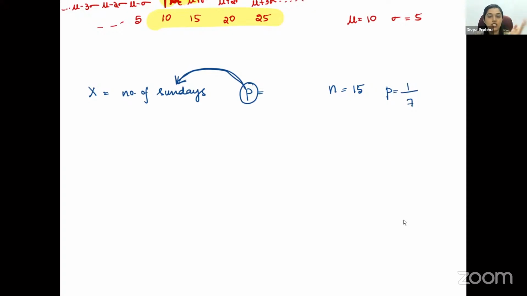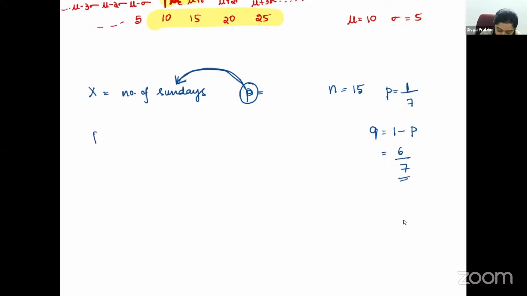First, you define X, which is asked in the question, number of Sundays. Next, go for P, which means probability of success in one trial. So, probability of getting Sundays in one trial or 1 week, which is nothing but 1 by 7. If P is equal to 1 by 7, Q is equal to 1 minus P, which is 6 by 7. Got it? I got P, I got Q.